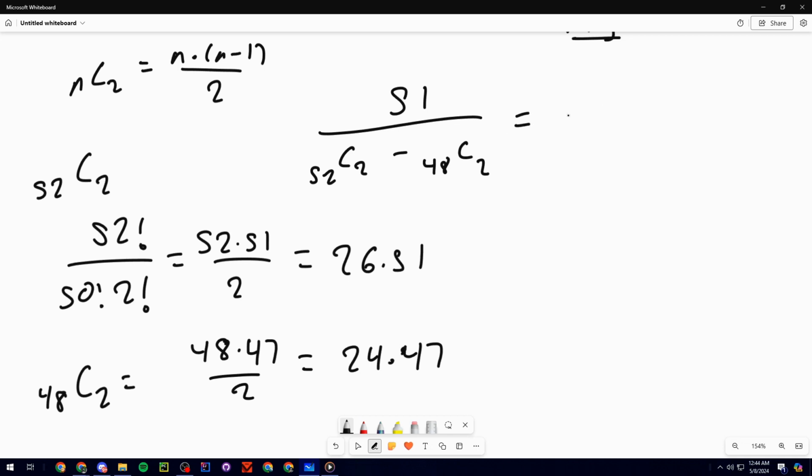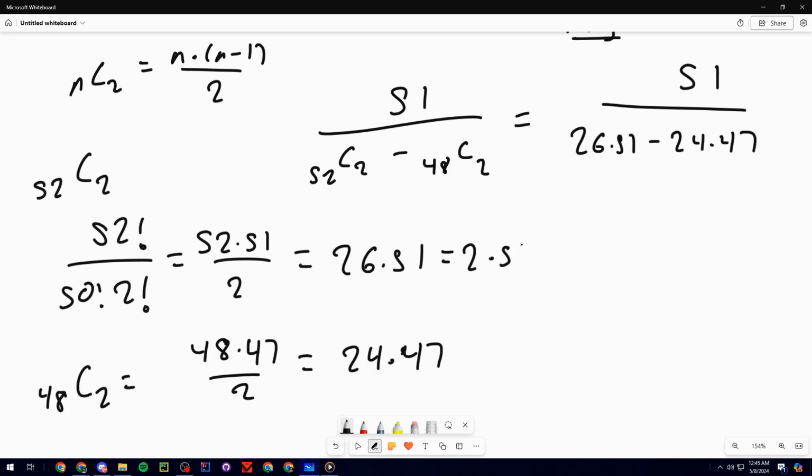And then at the end of the day, the fraction is just equal to 51 over 26 times 51 minus 24 times 47. But those numbers are pretty big. So what I'm actually going to do is take one easy step and rewrite this 26 as 2 times 51 plus 24 times 51. I'll show you why I'm doing that in 1 second. But first I want to show why it's clear that I can do this. Because if you have 2 of something and you add 24 of something, you have 26 of that same something, right?